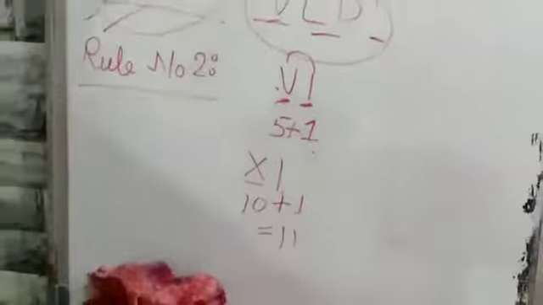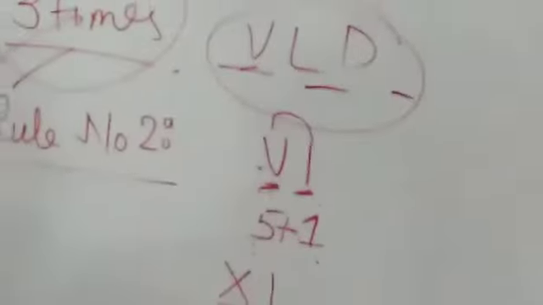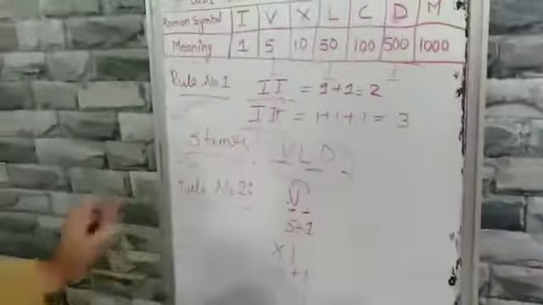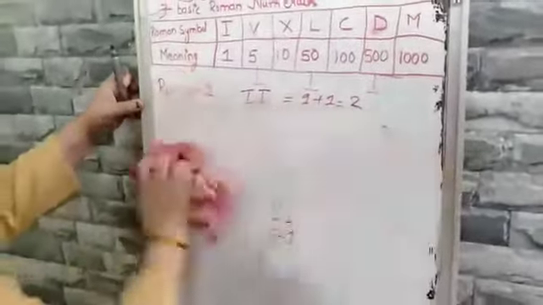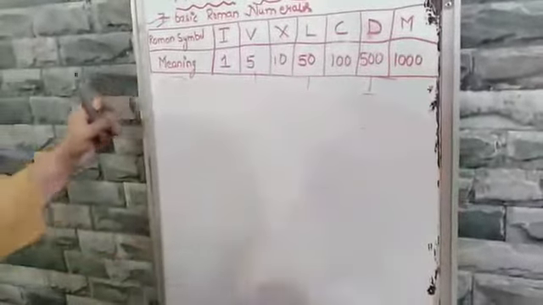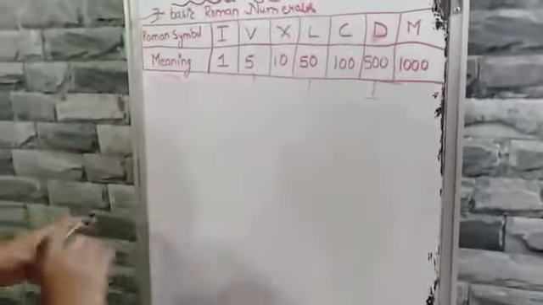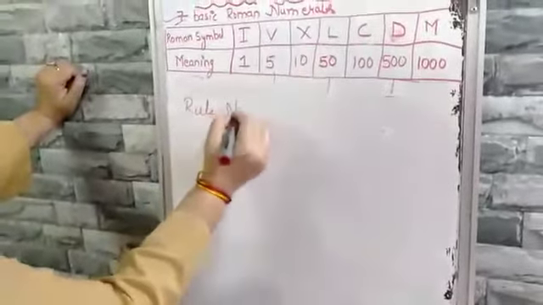In rule number 1, we add if a symbol is repeated. In rule number 2, if the greater value comes first and is followed by the smaller, then also we do the addition. This is the second rule. Coming to the third rule. Rule number 3 is the reverse of rule number 2.